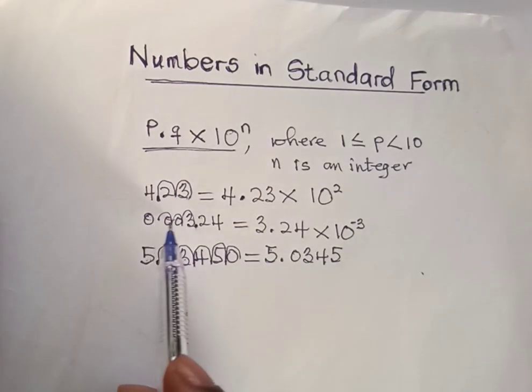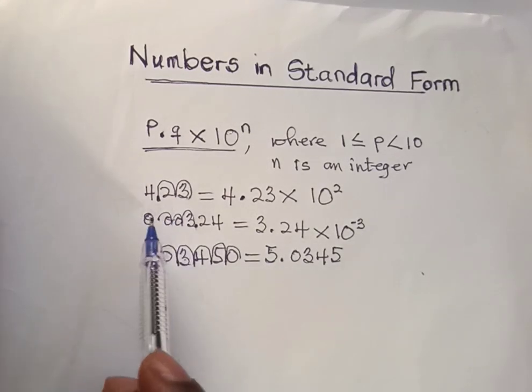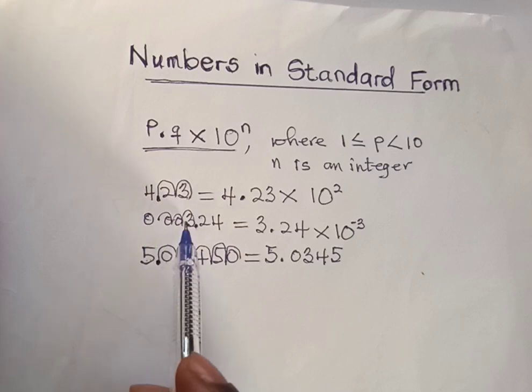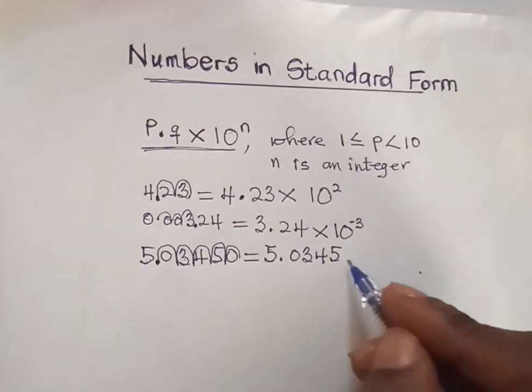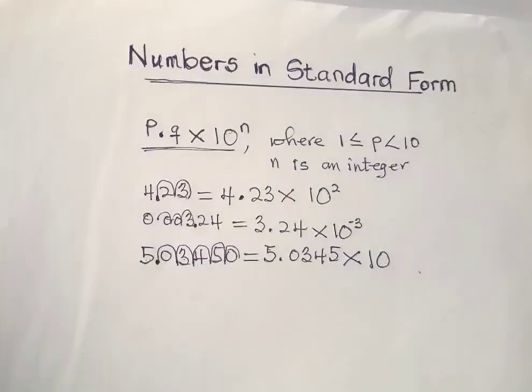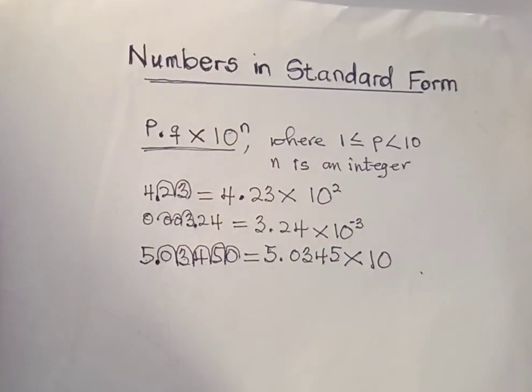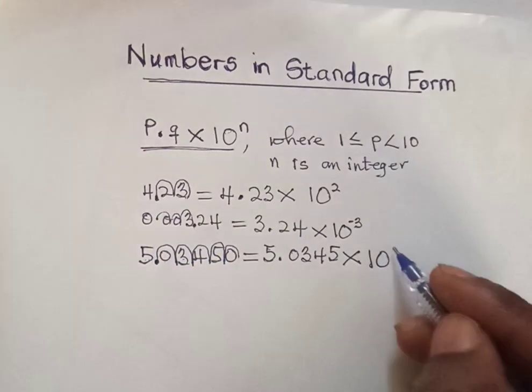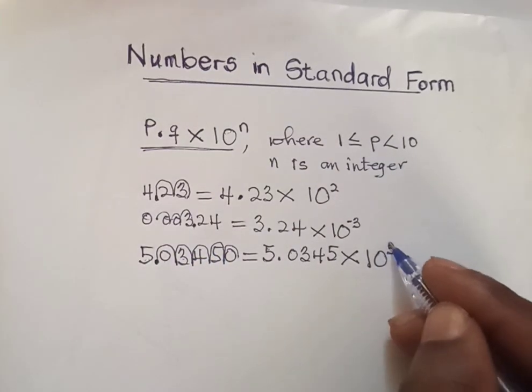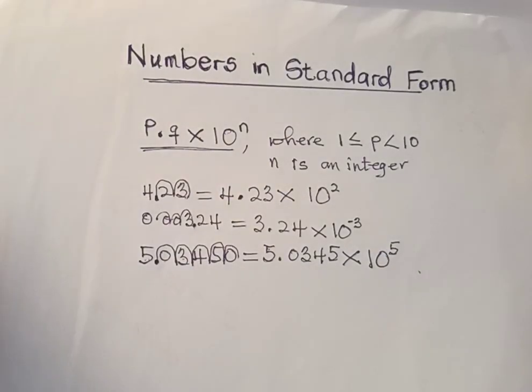The second example, the zeros were not between real numbers. That's why we ignore them. Have you gotten the point? Great. Then times 10. So how many times did we count? We counted 1, 2, 3, 4, 5. So it means I'll bring my 5, and this time it should be positive because we counted from the right to the left. Great. So this is very basic.